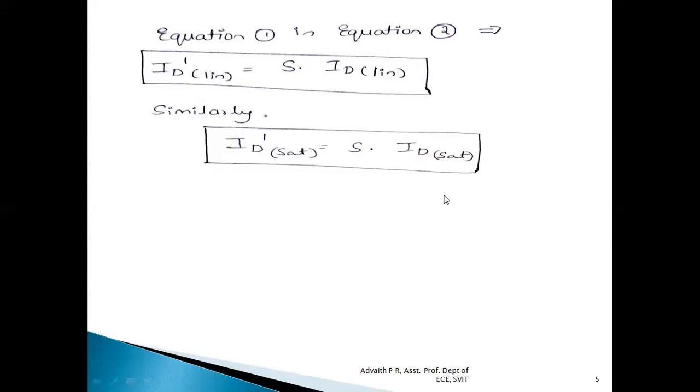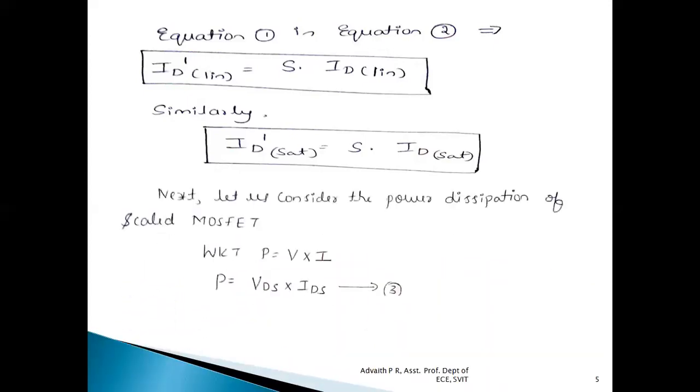So now we have understood how the drain current expression varies for constant voltage scaling. Similarly, let us consider power dissipation. So we already know that power is given by the expression V into I, voltage multiplied by current. With respect to our MOSFET, power is given as VDS into IDS. Drain to source voltage multiplied by drain to source current gives us the power of MOSFET.